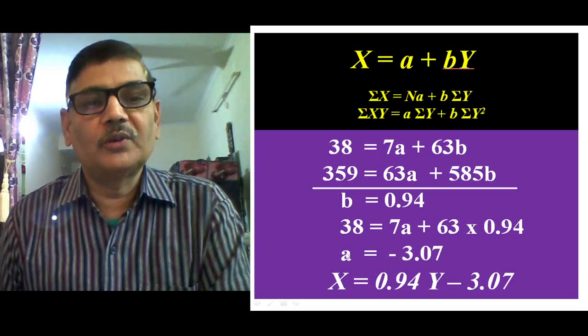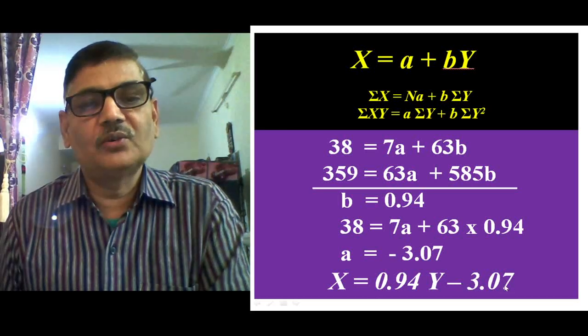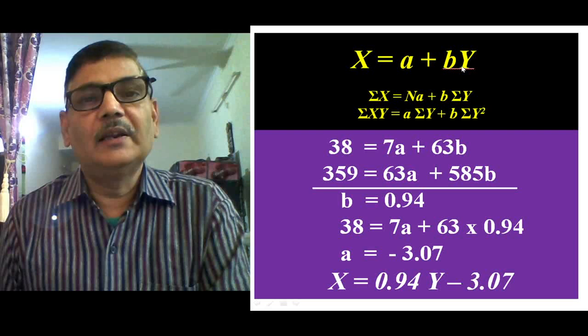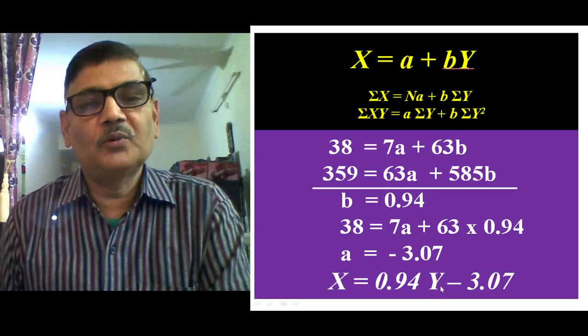So now your equation becomes x is equal to minus 3.07 plus 0.94y. In this case, this has become the equation x is equal to 0.94y minus 3.07. So if you put any value of y over here, that value will be multiplied with 0.94, and from that this minus 3.07 will be subtracted, and that will be the value of x.